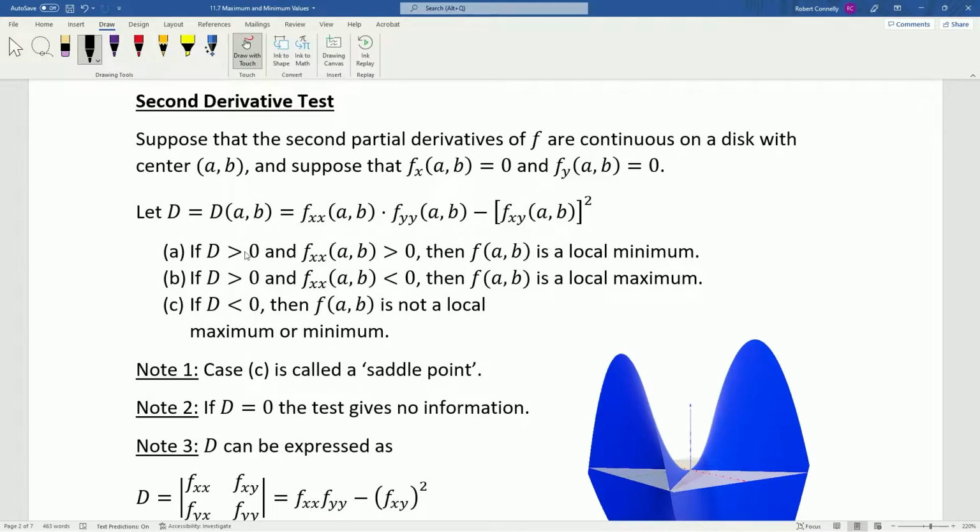If D is positive and the second derivative with respect to x is positive, then f of (a, b) is a local minimum. If D is positive and the second derivative with respect to x is negative, then f of (a, b) is a local maximum. If D is less than 0, then f of (a, b) is not a local maximum or minimum.